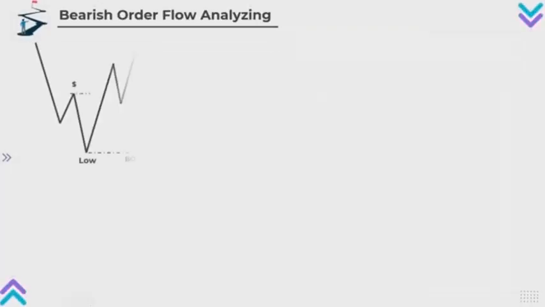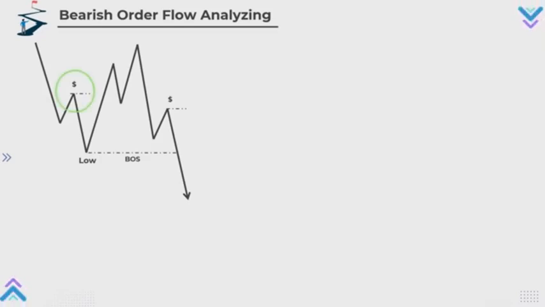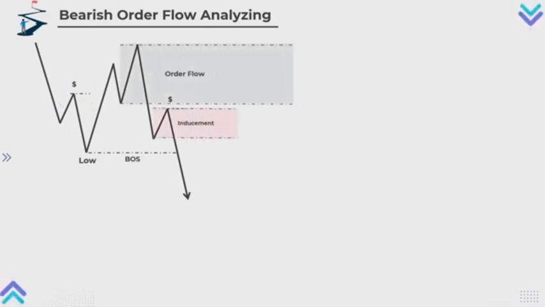Let's imagine we have a bearish market profile as shown. The price formed a swing low, then retraced back up to clear the liquidity above this structure. Suddenly, the price experienced a sharp downward move, breaking the previous swing low to the downside. The zone containing the last buying candles before this sharp drop is known as the order flow zone. It represents the final buying momentum that occurred just before the price broke lower. Within this order flow zone, we can also identify an order block, which is associated with the break of structure.